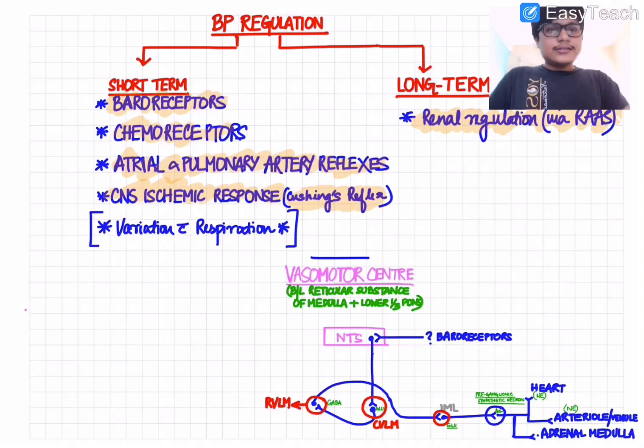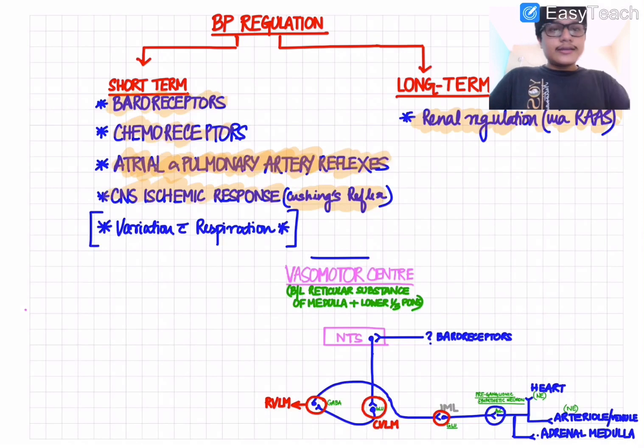Now, these atrial and pulmonary artery reflexes are very minor reflexes. That is, in response to stretching of the atria or the pulmonary arteries, there will be some signals which will be sent to the vasomotor center, and they will respond accordingly to maintain the blood pressure. Now, as you can understand, when there is high blood pressure, these receptors in the atria and pulmonary arteries will be stretched to a greater degree, and hence the vasomotor center will send the signal to lower the blood pressure, and that is to lower the sympathetic outflow.